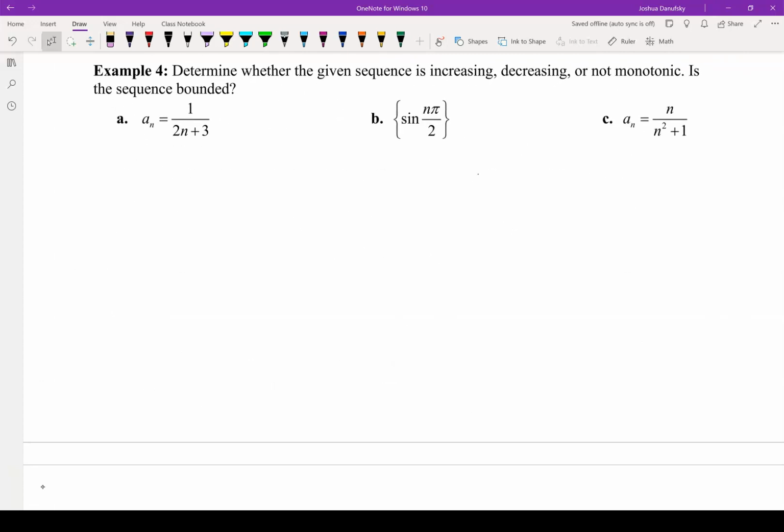Example 4, determine whether the given sequence is increasing, decreasing, or not monotonic. Is the sequence bounded? Part A, a sub n is equal to 1 over 2n plus 3. First, let's take a look at a sub n plus 1, and we'll compare that to a sub n.